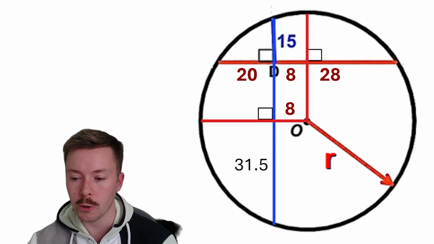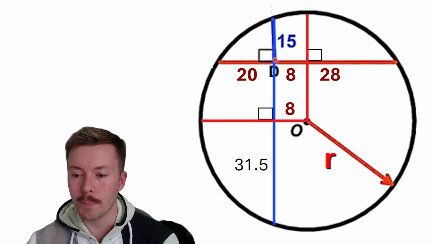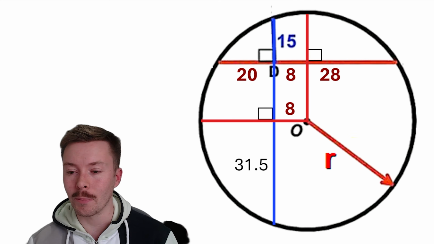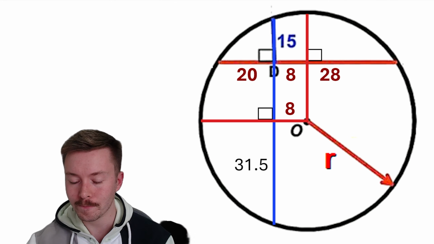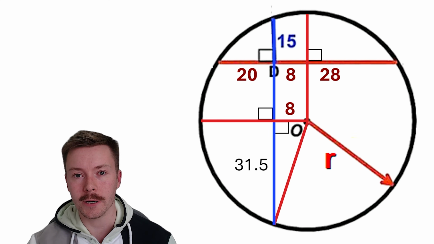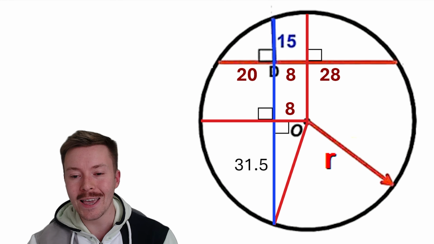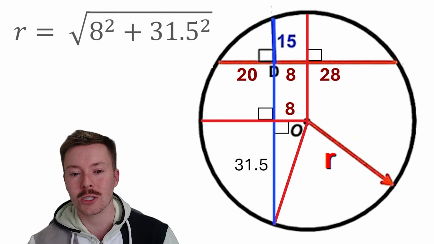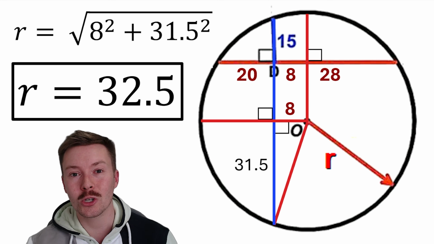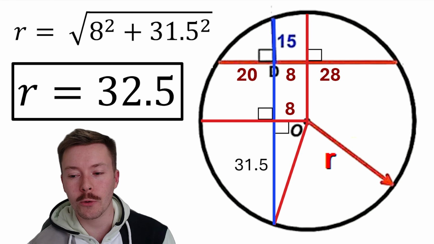Now I've also put on this length here, 8, because if we look above at the point D, across, that is a length of 8, and obviously that is parallel, so it's going to be the same length. Now from there I'm going to draw another radius on, and I've got a right angle here. Because I've got that right-angled triangle, I can use Pythagoras, which means that 8 squared add 31.5 squared and square rooted will give me the length of the radius, which is 32.5. I hope if you tried this problem yourself you were able to get that.